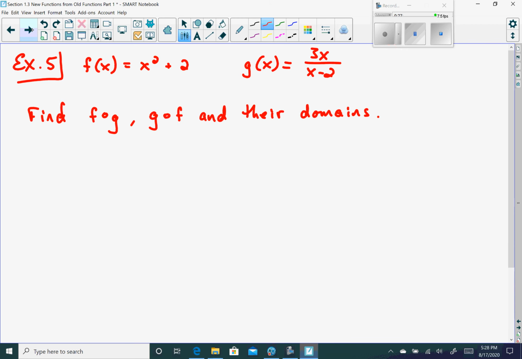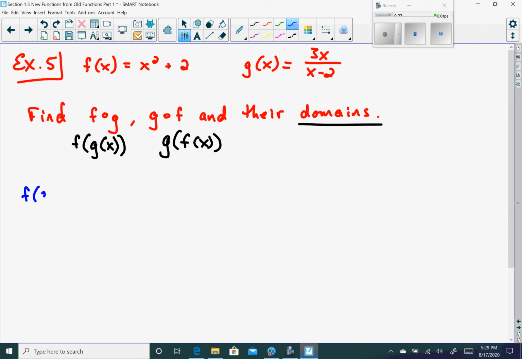All right, so here I'm giving you two functions, f of x and g of x. Go ahead and figure this out. I'll just give you a hint. Here, this f of g means f of g of x. Now we're going to go in reverse, g of f of x. And then also state their domain. So go ahead and pause the video, give this a try, and then check your work.